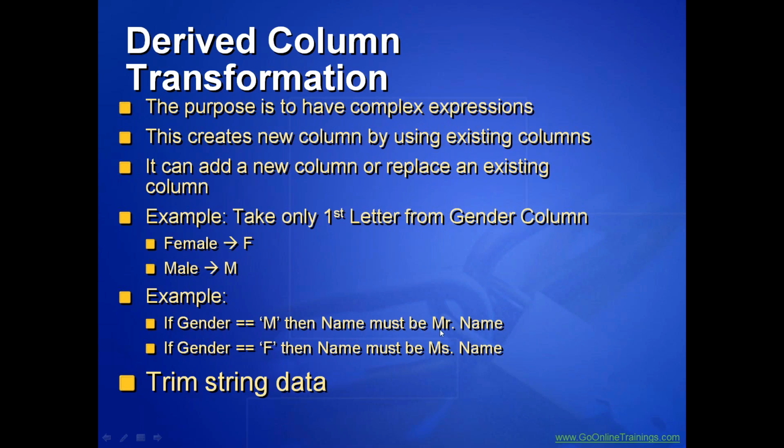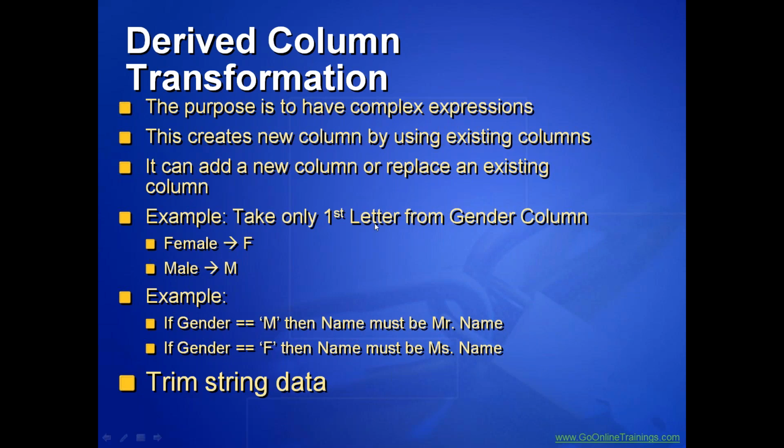If the gender equals male, then the destination must have Mr. dot name. If the gender equals female in the source, the destination table should have Miss dot the employee name or the customer name. Or I want to trim the strings. So whatever you want to do, I would like to apply some kind of expression on the existing data. That is when we use the derived column transformation.